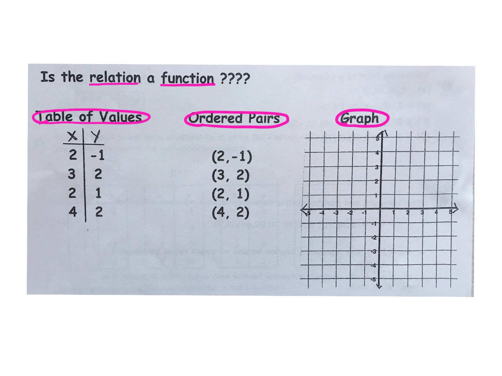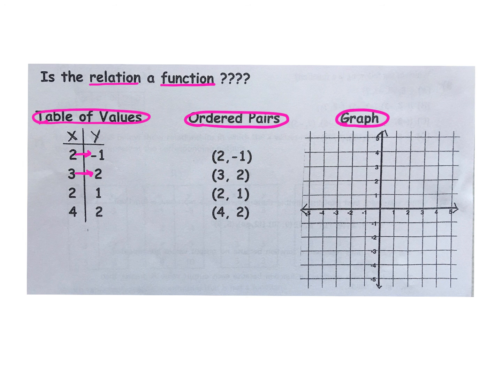Let's take a look at the table of values. We see that if you input a 2, you output -1. Think of it as 2 has only one favorite, and that happens to be -1. 3 outputs a 2.